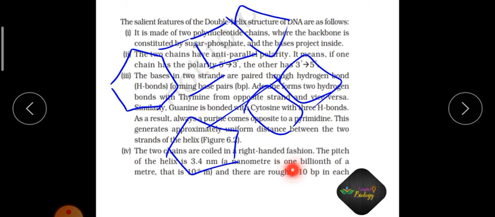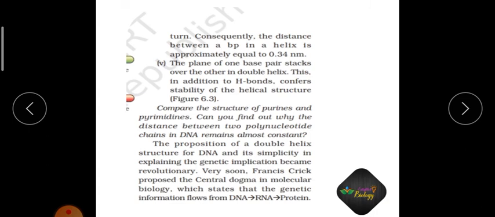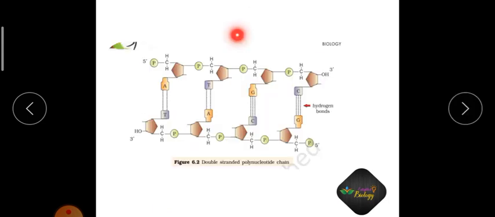And here they are coiled around in the right handed fashion. A pitch has a length of 3.4 nanometer, and each pitch has 10 base pairs, hence the distance between each base pair is 0.34 nanometer. The last point is about stability. In addition to hydrogen bonds, the stacking of one base pair over the other confers stability. So to support the polarity, let us look at this diagram. So this is a diagram of a DNA. You might be asked to draw this diagram in the exam.